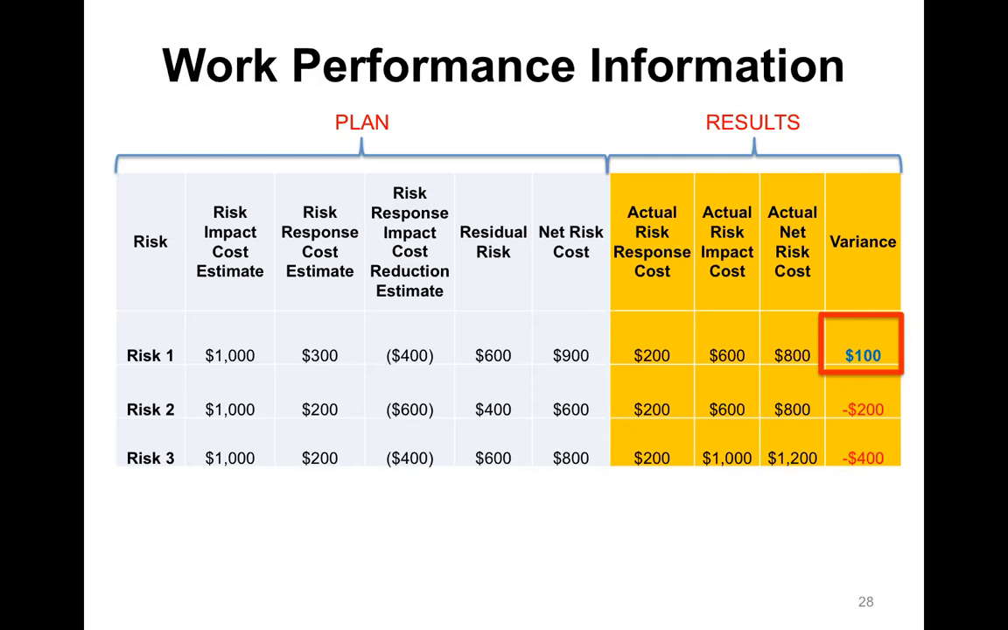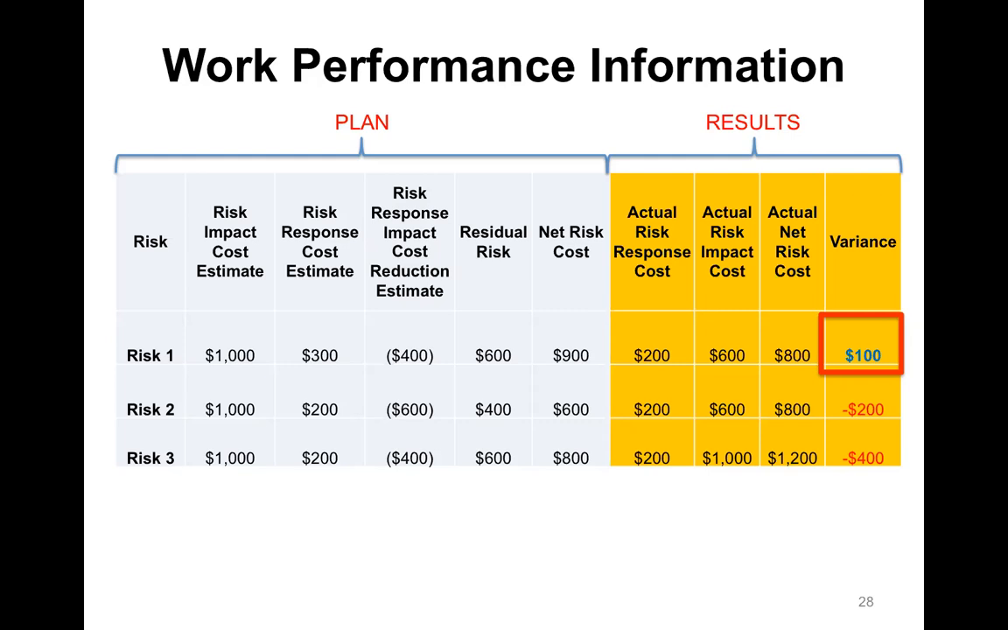Okay, and then on the other side, we have results. So we have the actual risk response cost. We'll never know what the impact cost of the risk was based on our original estimate, but we can measure what the actual cost ended up being after we implemented the risk response. So what we actually had to pay, the risk we had to actually bear. So then we can calculate the actual net risk cost: what we paid for the cost of the risk response plus the risk we had to actually absorb from the actual risk itself. And that gives our actual net risk cost.